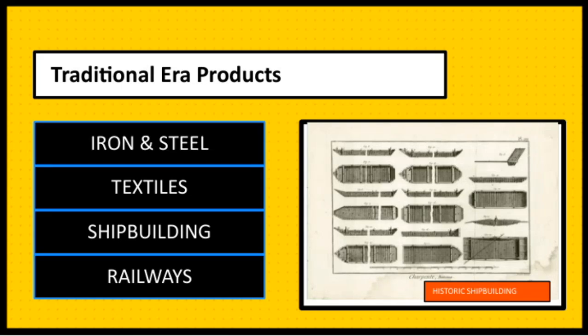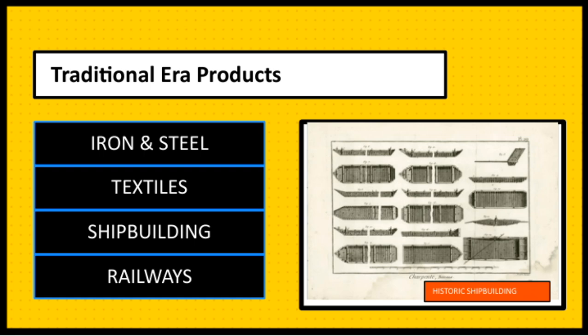Let's take a closer look at some of the key industries from the traditional era. First, we have historic shipbuilding, which played a crucial role in trade and exploration. Then, railways revolutionized transportation, making it faster and more efficient to move goods and people. Shipbuilding was similarly vital, especially for international trade and naval power.